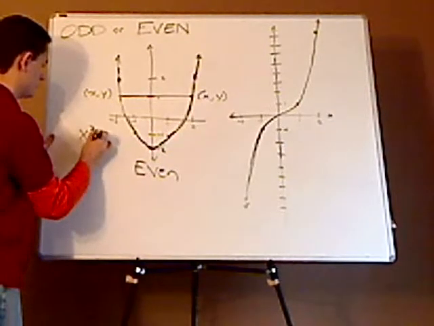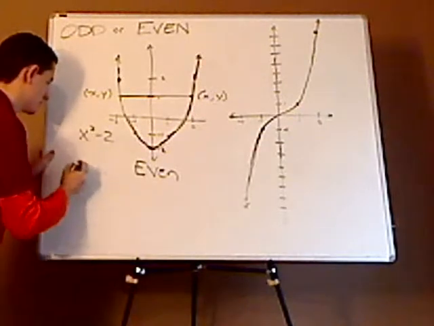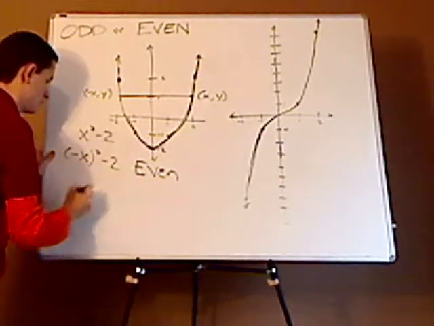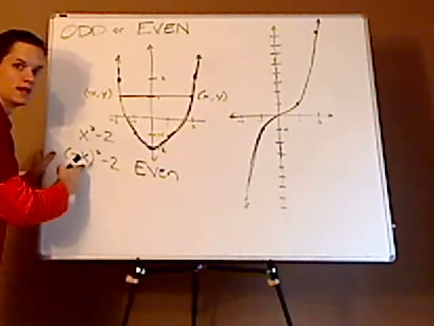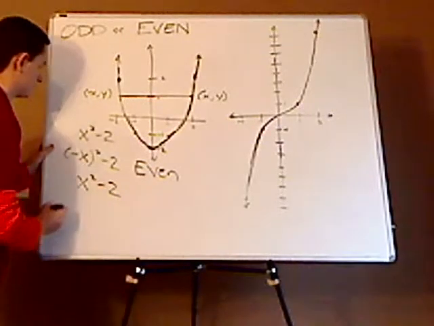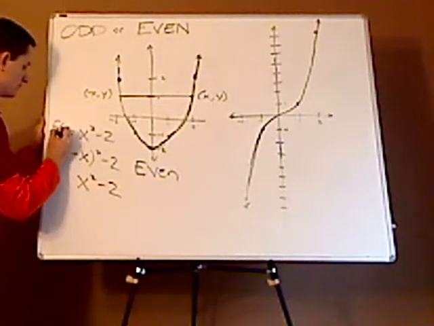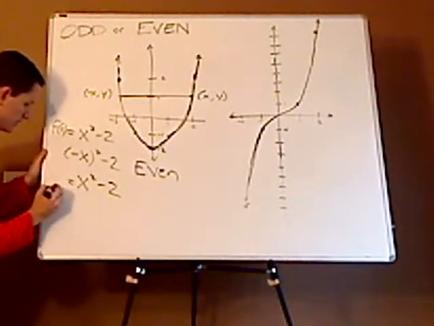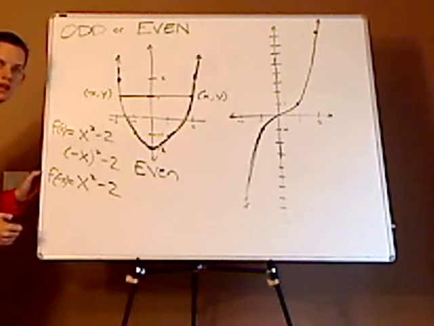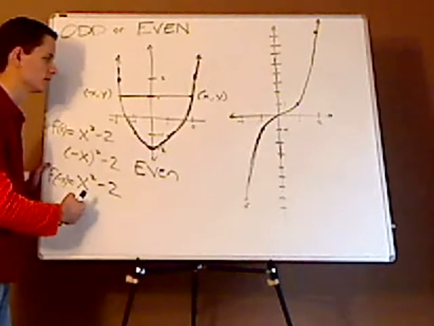So if this was x squared minus 2, then I plug in negative x. That's squared, that's going to make it positive, so that's x squared minus 2. Notice that f of x is the same as f of negative x. And that tells you, algebraically, it's an even function.